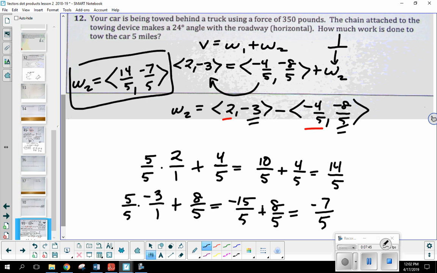There we go. So that's exactly what you're going to want to do on number 10. A has you using the formula to find W1, the vector projection. Part B has you doing this to find W2.